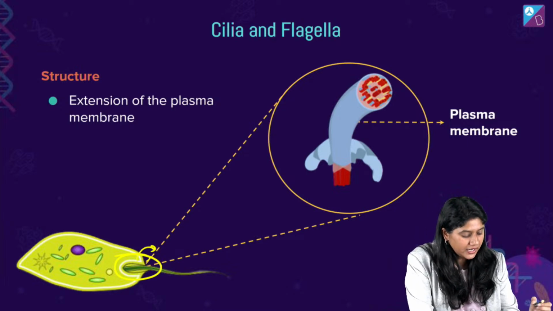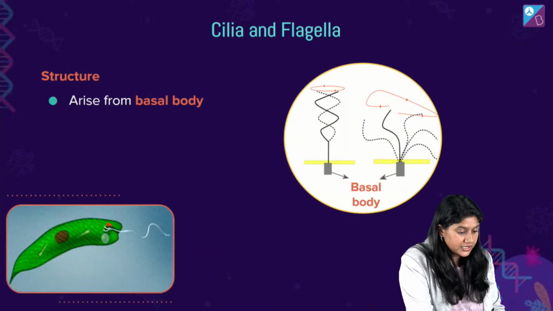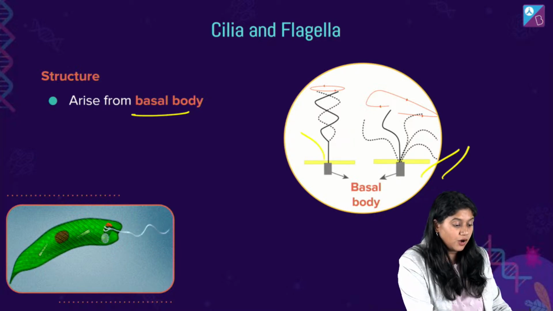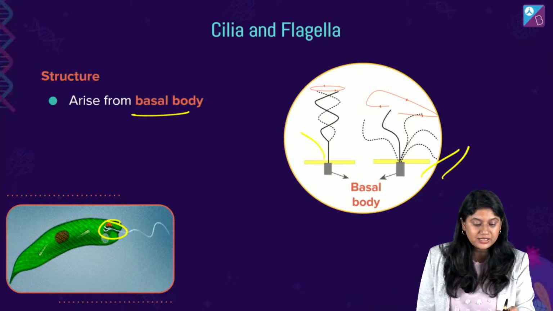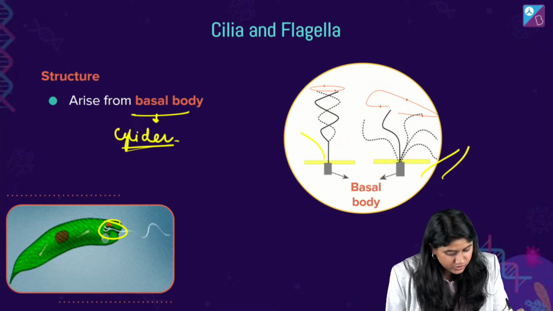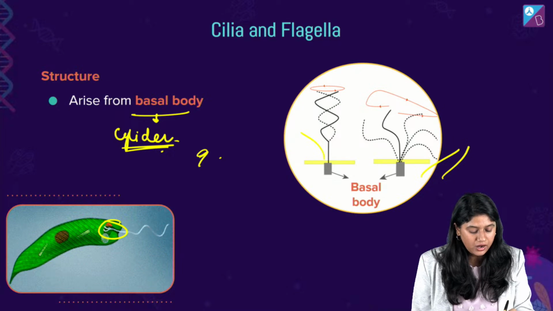So over here we can see that it is the extension of the plasma membrane, right? And it actually arises from the basal body. Basal body say it arises. And now we know that the basal body कैसे होते हैं? They are cylindrical. So I'll write over here. They are cylindrical. Okay, and they are the one that contains 9 triplets.